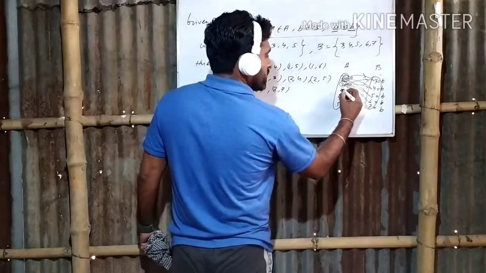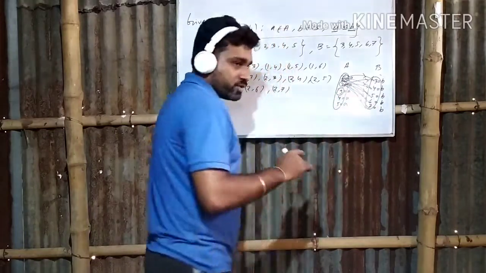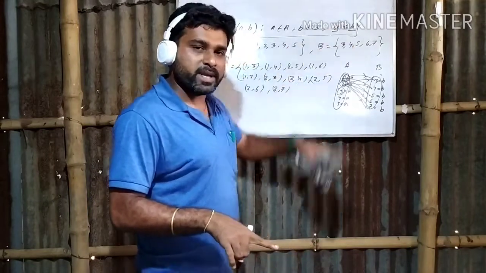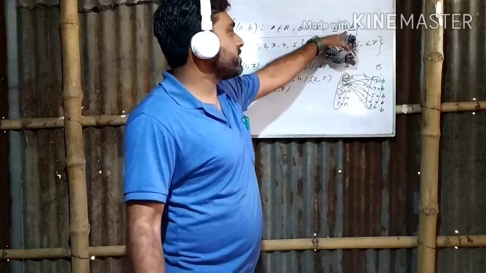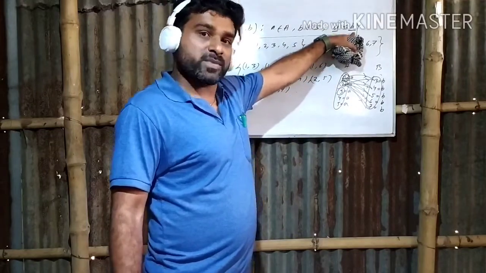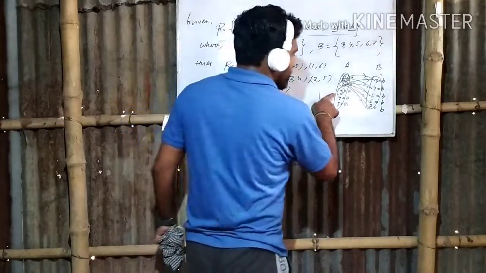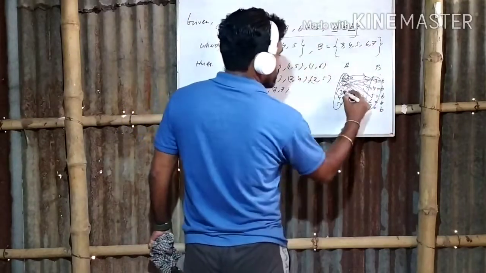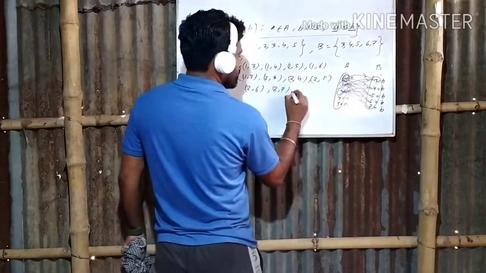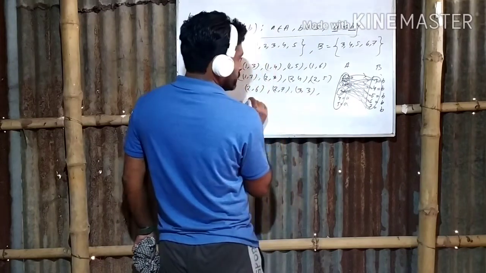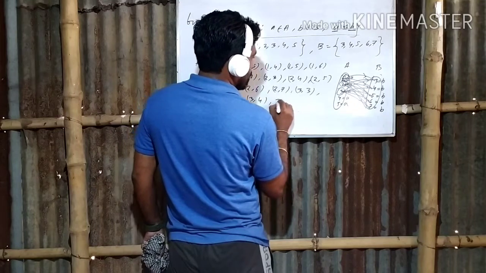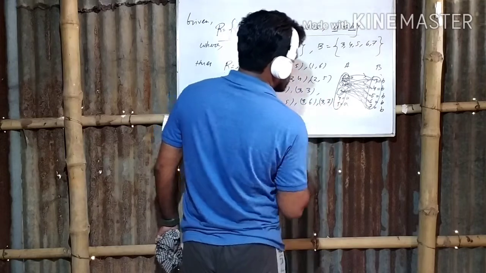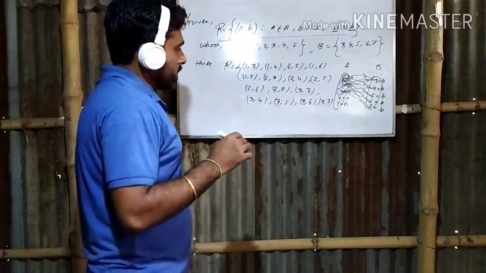Similarly, with this 3, 3 can construct a mapping with the 3 only because the values of A and B may be equal also. According to the question, the equal sign is given here. So A equals to B may be there. So if you choose A equals to 3, then the value of B can be chosen as 3 also. So 3, 3, 3, 4, 3, 5, 3, 6, 3, 7. Okay. So proceeding this way.